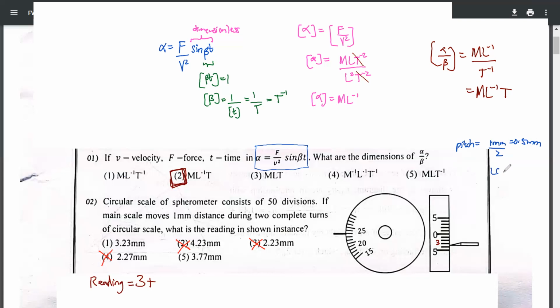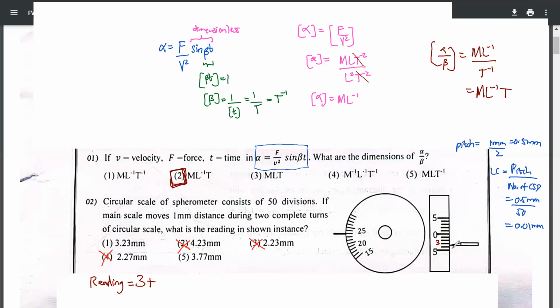And then we need to find out the least count. What is least count? Least count is equal to pitch divided by number of circular scale divisions. What is the answer then? Half a millimeter divided by 50, so it is 0.01 millimeter. 99% of the time, this is the least count for a spherometer. But I have seen questions where they give 0.005 also. So better to find it. But in A level, I don't think they'll go that far.